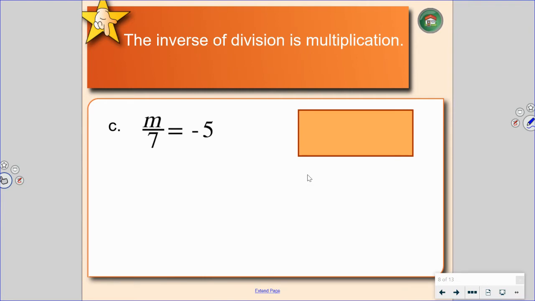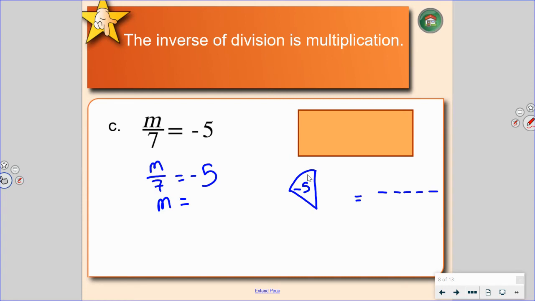Let's get on to this one. I want you to imagine what this looks like. We don't have a full m, we have like a 1/7 of an m, and it equals -5. Okay, but I want to know what m is, not what a seventh, a part of m is. So what are we going to do?